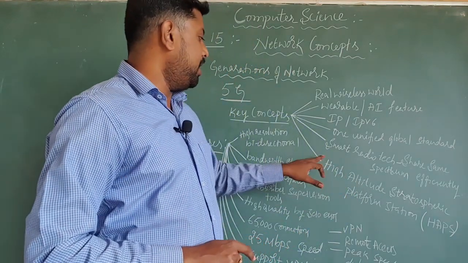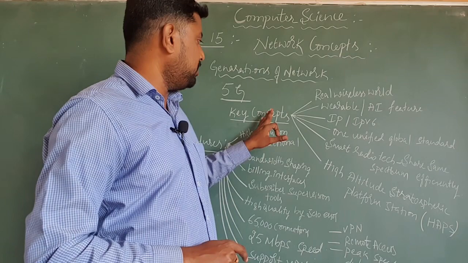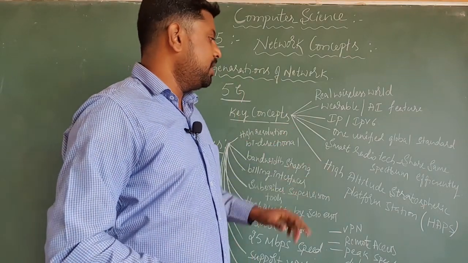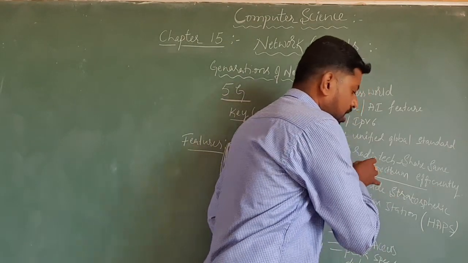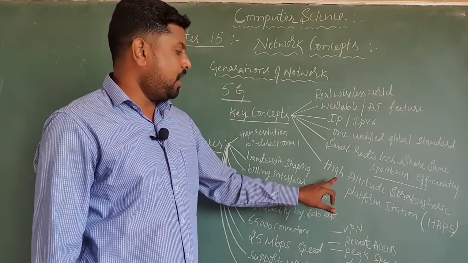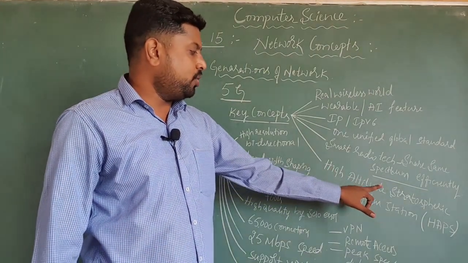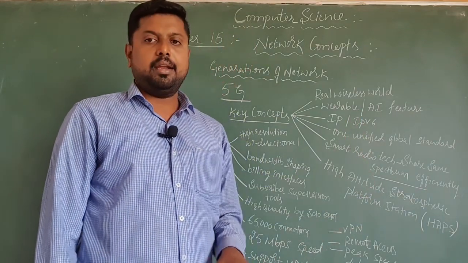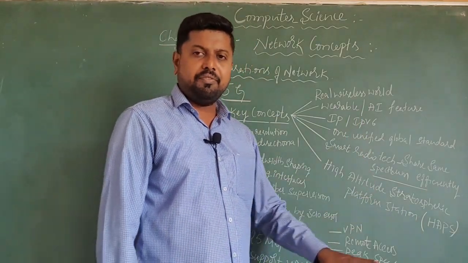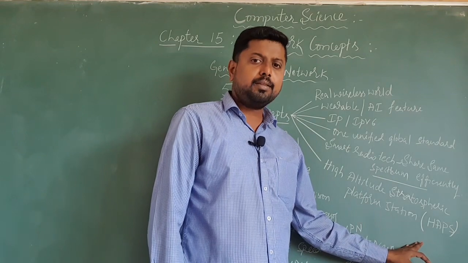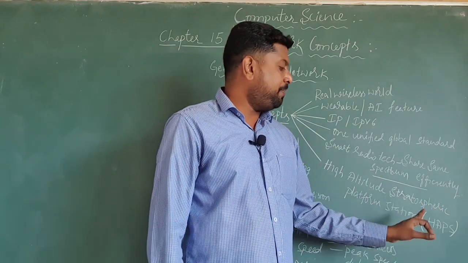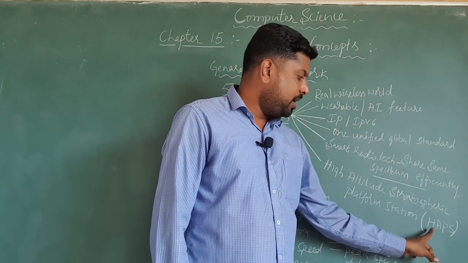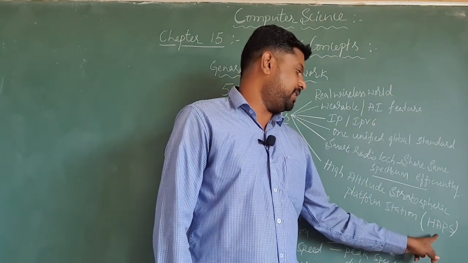That's why in the concept of the fifth generation, this efficient spread spectrum technology we are using. And also high altitude stratospheric platform station. So it is a kind of option station place that will be preferable by fifth generation, and the abbreviation is also HAPS.